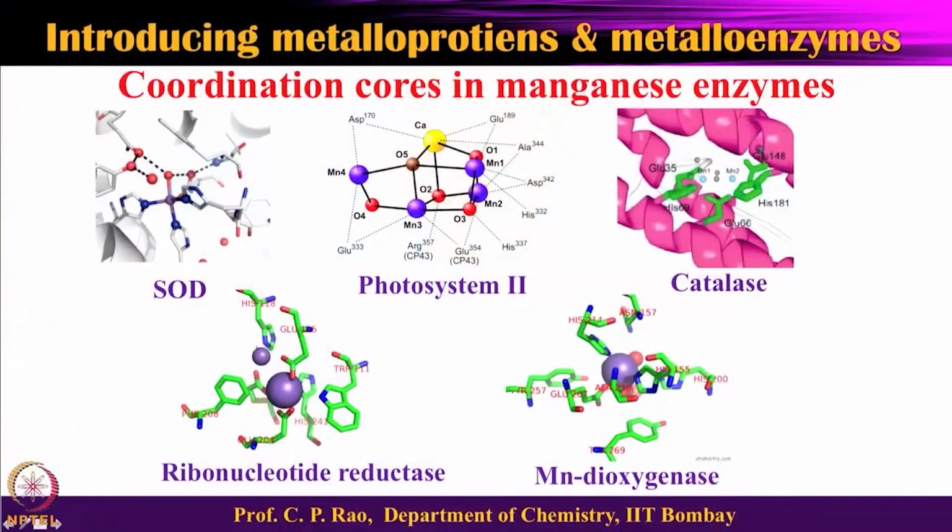Once you open the doors for manganese, you have a variety of things. It can act like a superoxide dismutase. It can be involved in the photosynthesis. In the photosynthesis, this is involved in the photosystem 2.